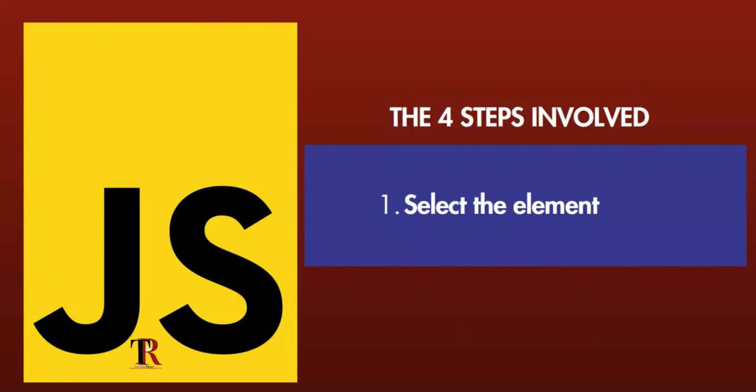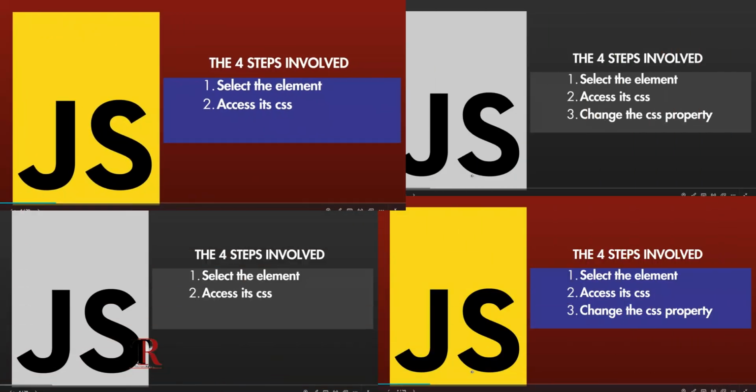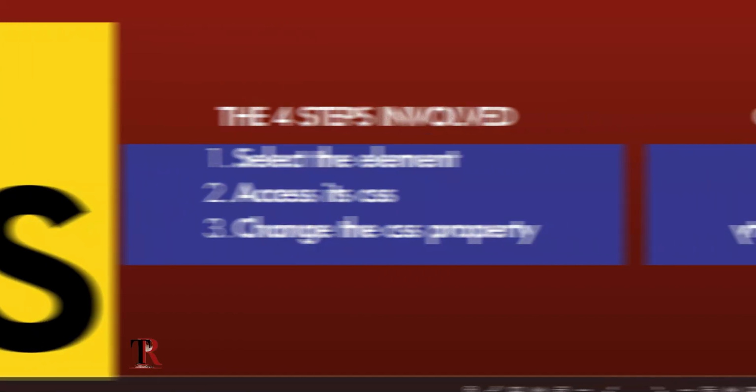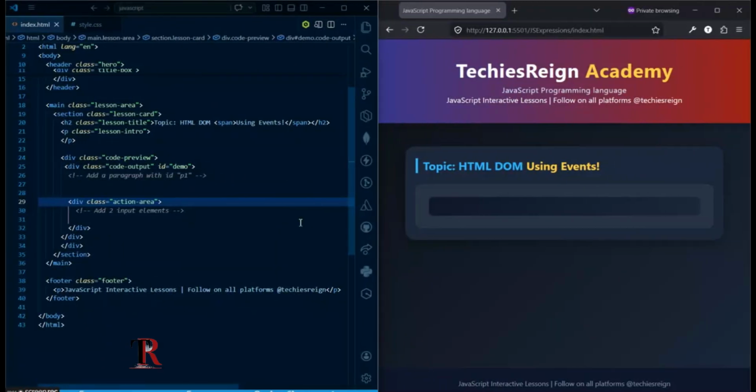Don't worry if you are a beginner. The first step is to select the elements. The second step is to access the CSS property of the element. The third step is to change the CSS property of the element. The fourth step is to trigger the change or display it, either through interaction or immediate results. Let us build the two buttons together.